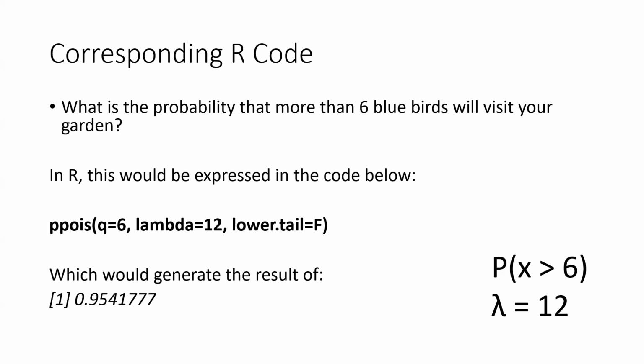But in any event, when this code is executed within R, it generates the result of 0.9541777. And if you were to move the decimal point over two places, that's 95.417. You could round that to 95.42 if you're doing two significant figures. So what is the probability that more than 6 bluebirds will visit your garden? Well, that is 95.42%.